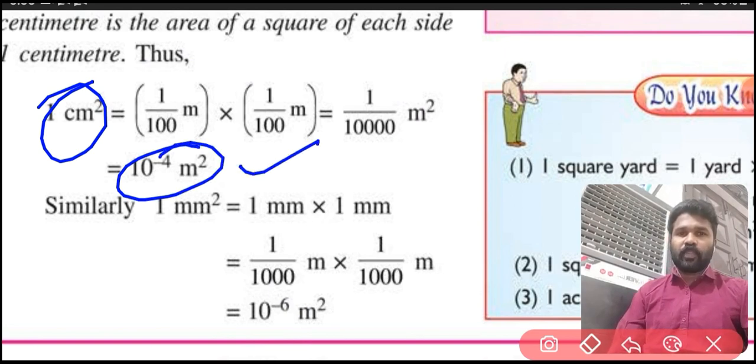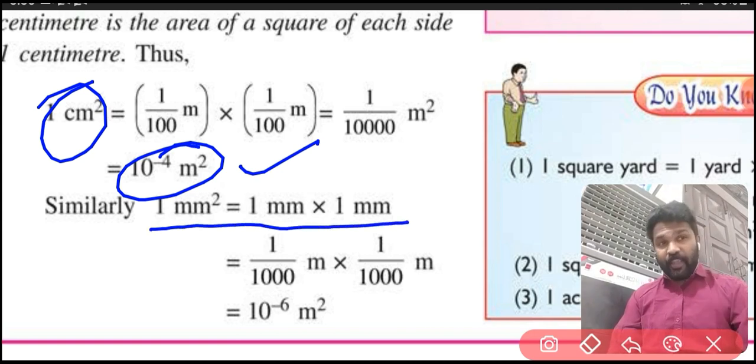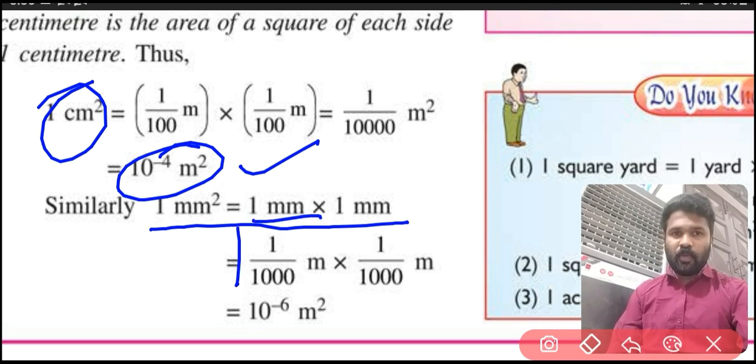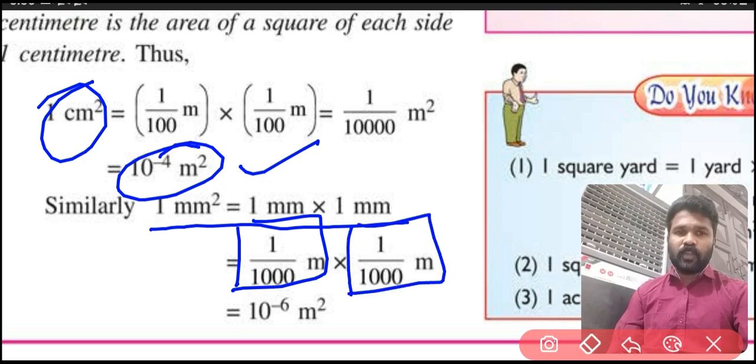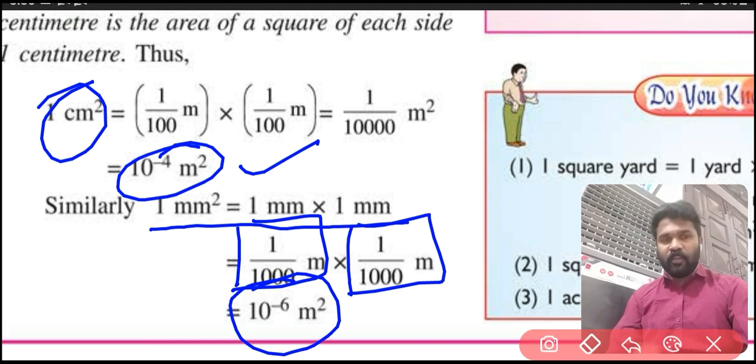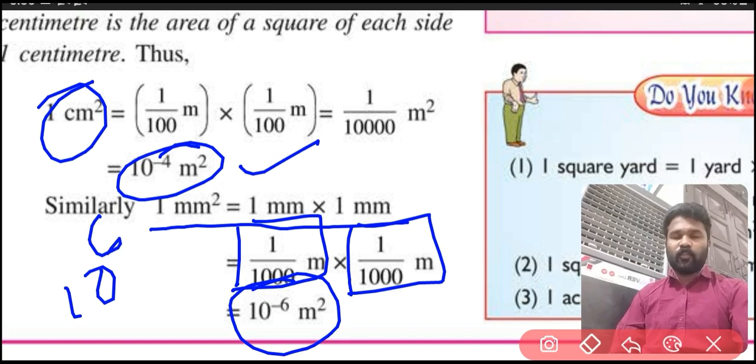Similarly, we can write 1 millimeter square is equal to 1 millimeter into 1 millimeter, that is 1 upon 1000 meter into 1 upon 1000 meter, that is equal to 10 to the power of minus 6 meter square. Here there are 6 zeros, that's why 10 to the power of 6.